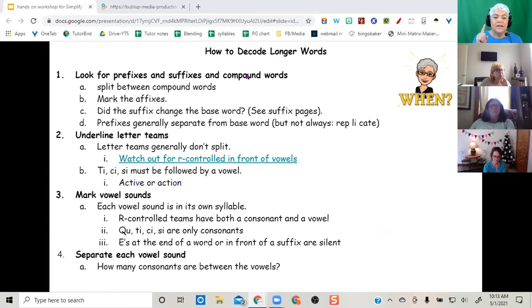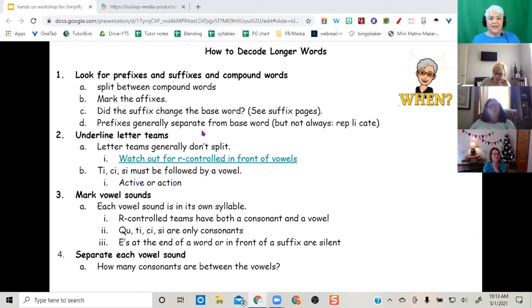Okay. And we'll go through the steps. Step 2, what are your letter teams, and both vowel and consonant letter teams? So the SH, the TI, the CH, the EA, any letter team. Let's notice them and link them together. I say underline it. I don't care if you underline it, but let's underline it. Let's link them together so we don't split them apart.